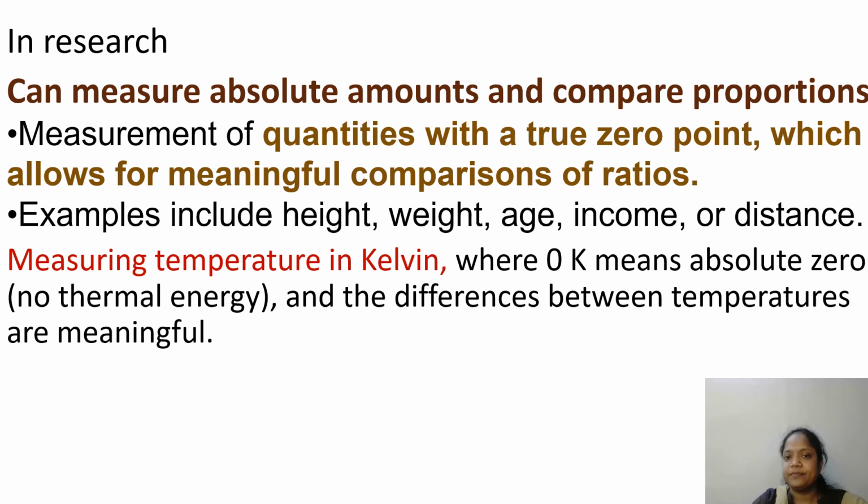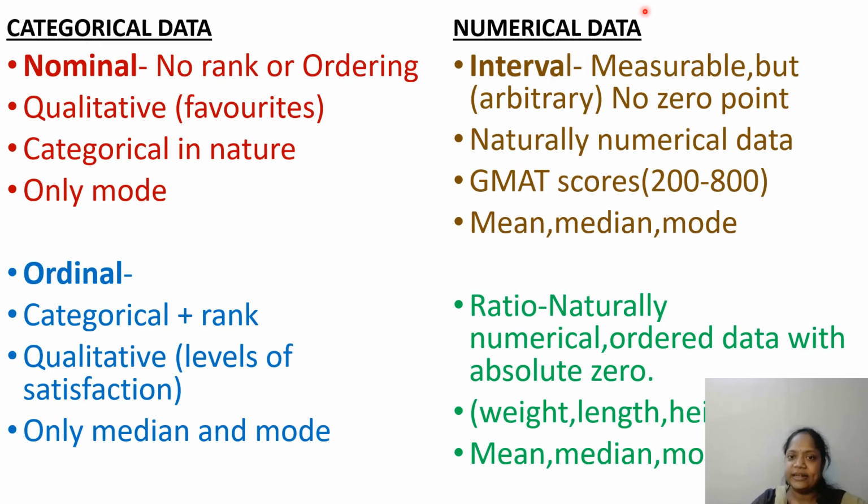Okay, next. See here, categorical data. This is numerical data, mostly interval and ratio, where we have numericals, quantitative data. Here, nominal and ordinal, we only have categories. We don't have numericals involved here. So nominal, no rank or ordering, mostly qualitative data, categorical in nature, only mode we find. In statistics, after you have conducted research, we need to do statistics, and in these kinds of data, only mode we find.